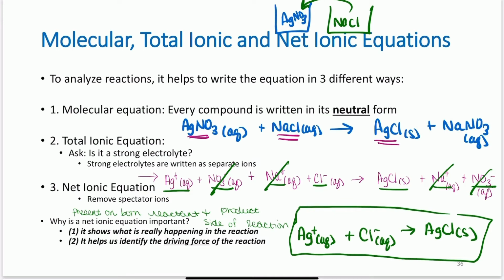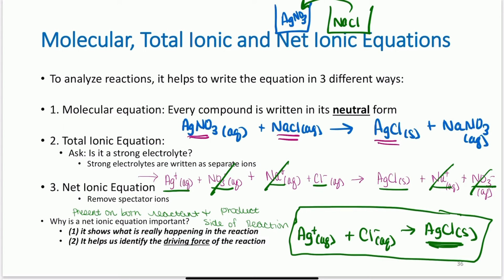Your net ionic equation is important because it shows you the driving force of the reaction. It shows what's really happening. It's helping us identify why the reaction goes forward, why anything happened at all. In this case, the driving force of the reaction is the formation of silver chloride. So again, net ionic equations are really important because they show us the driving force. They show us what's really happening.